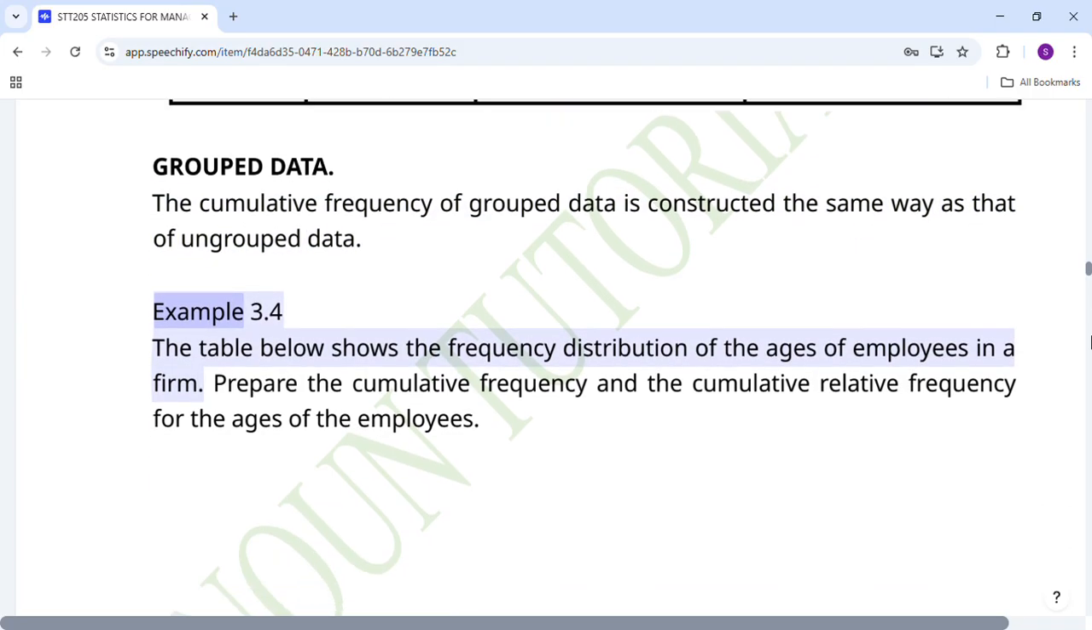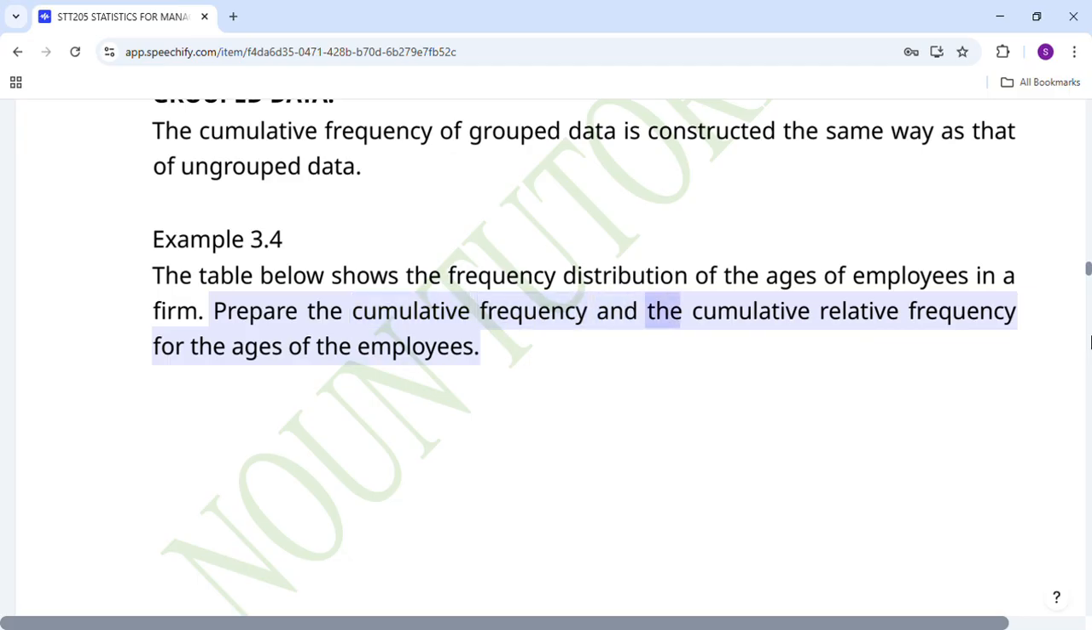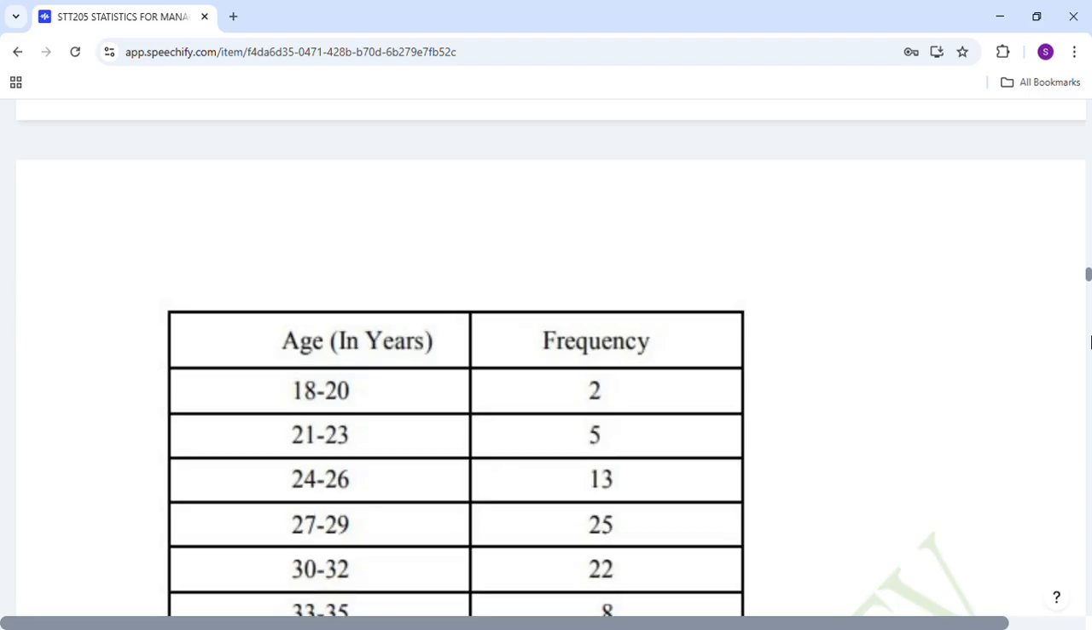Example 3.4. The table below shows the frequency distribution of the ages of employees in a firm. Prepare the cumulative frequency and the cumulative relative frequency for the ages of the employees. The cumulative frequency and the cumulative relative frequency distributions are as follows.